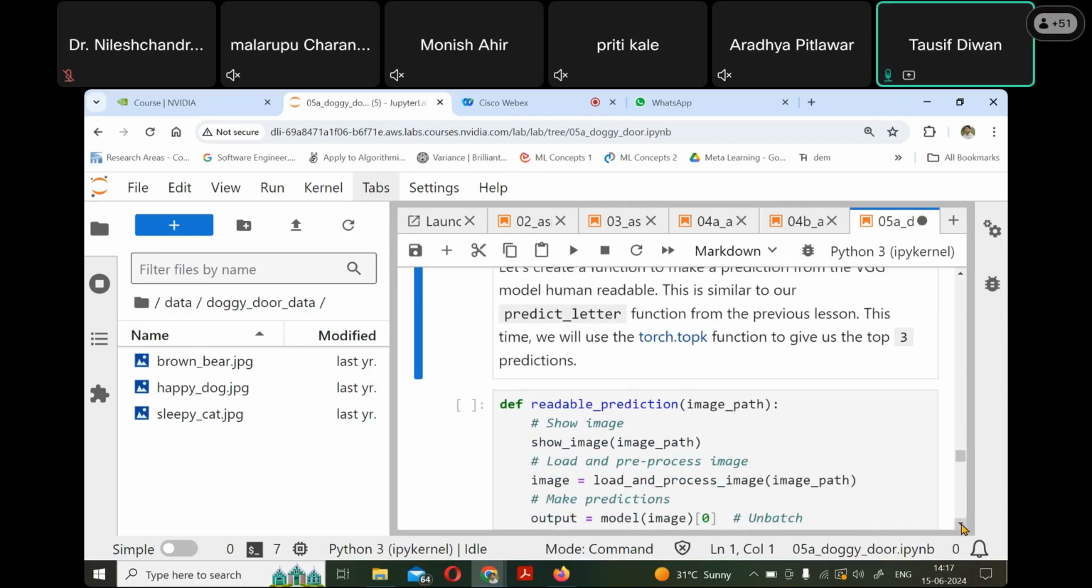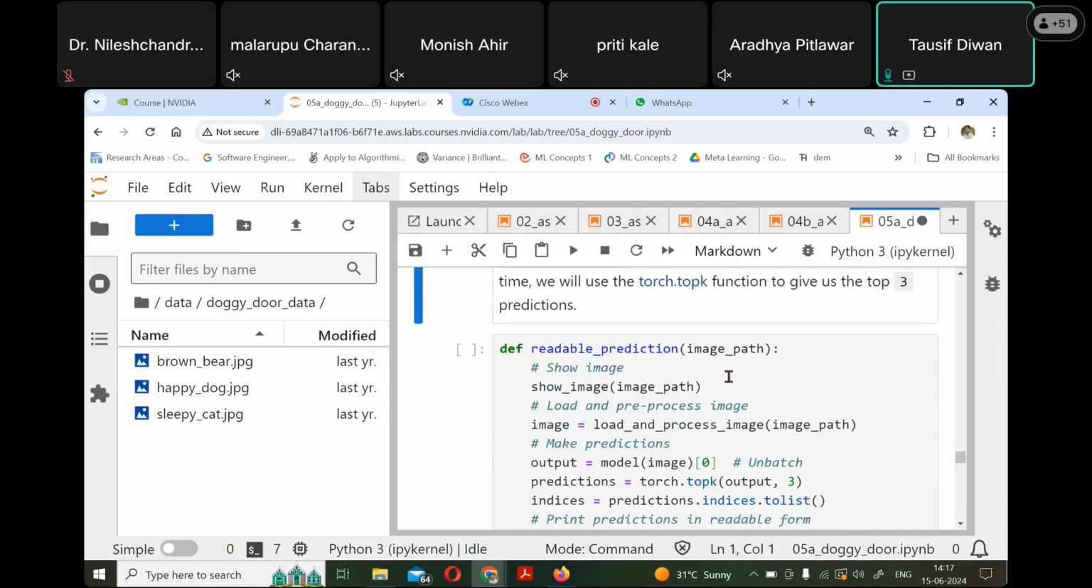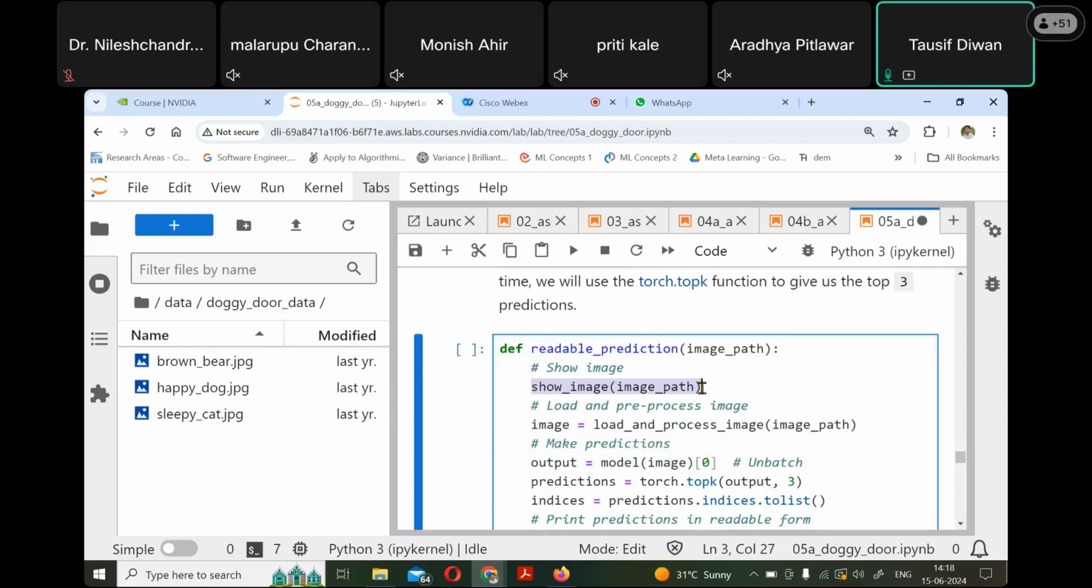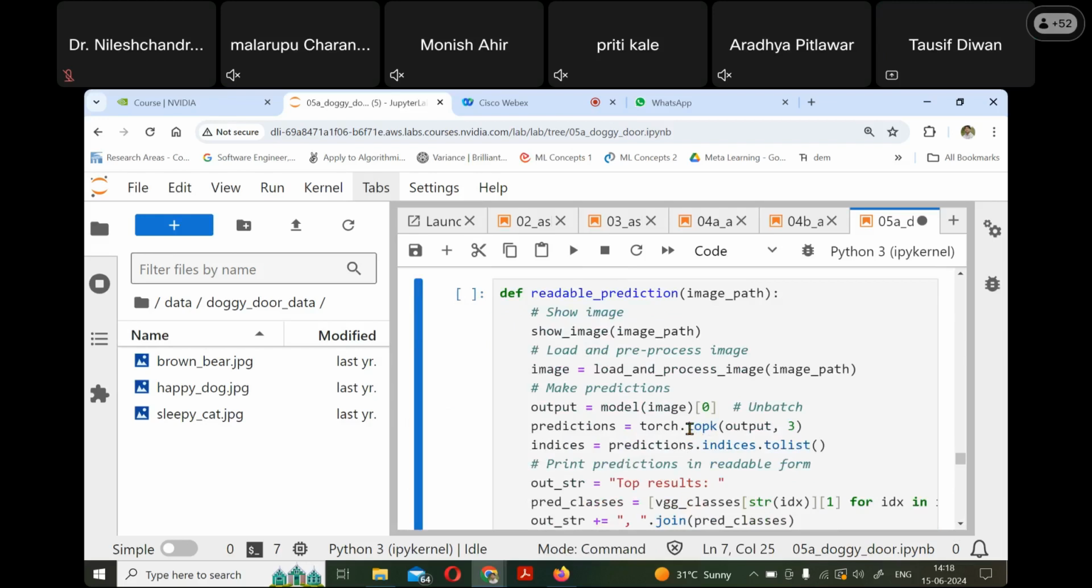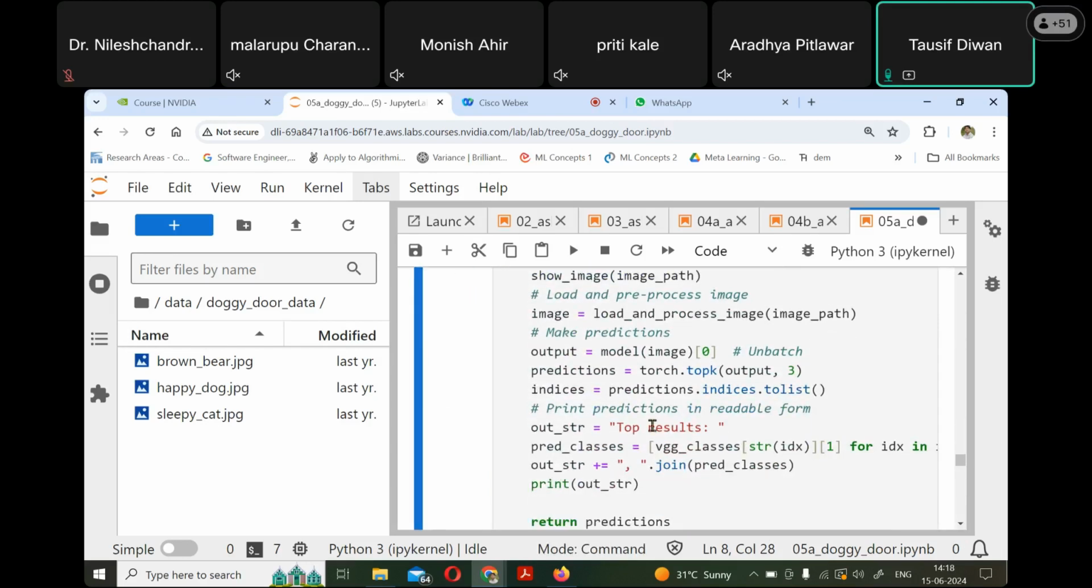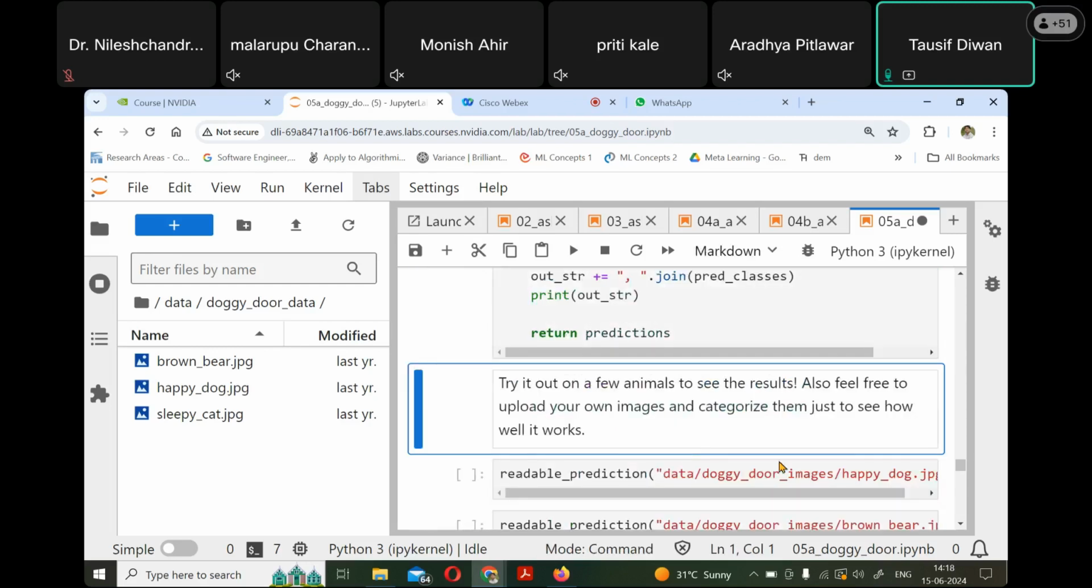Now, once again, we will convert it into the readable prediction. Here in readable prediction, we will write a complete function which uses all the previous functions. Our first function was this show. Second function was load and process image. Then the third one is the output of this. Next one is getting this top k outcome. And lastly, the top results are stored in this particular string, and this string is processed, and finally it is returning the prediction.